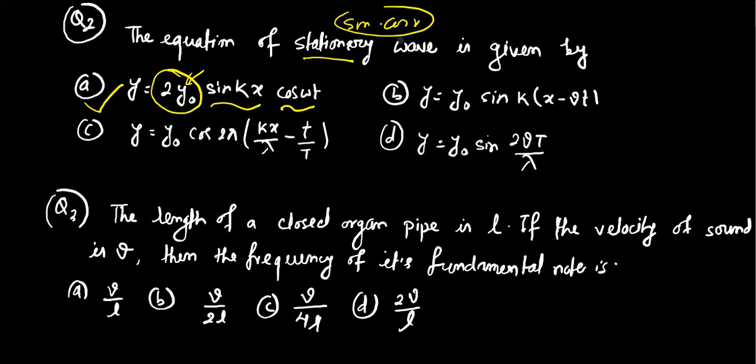So to find out the equation of the stationary wave, we have to analyze which of them contains the product of sine and cos, as well as the modified expression for amplitude. Option A contains all of these criteria. That's why option A is the correct option.